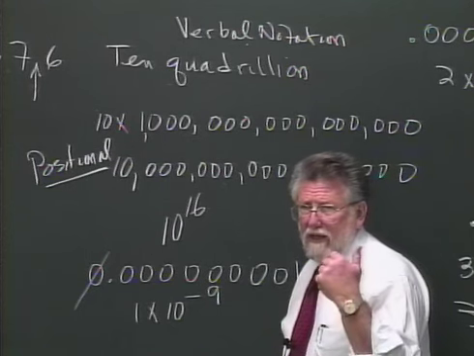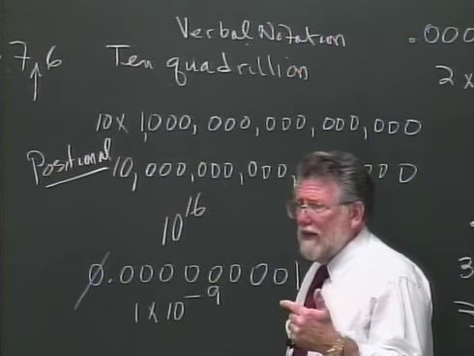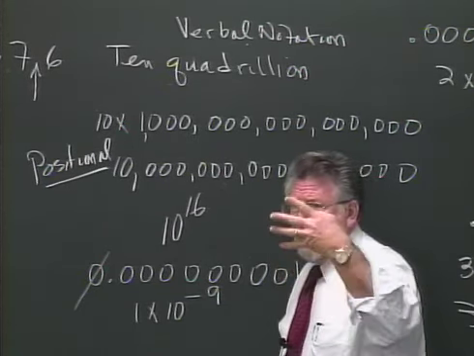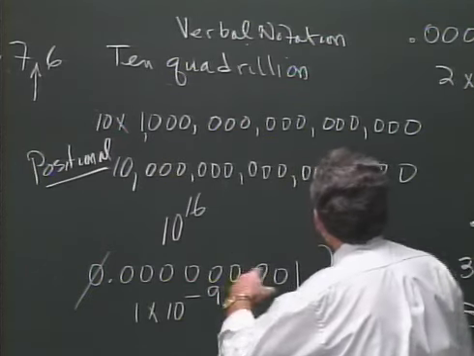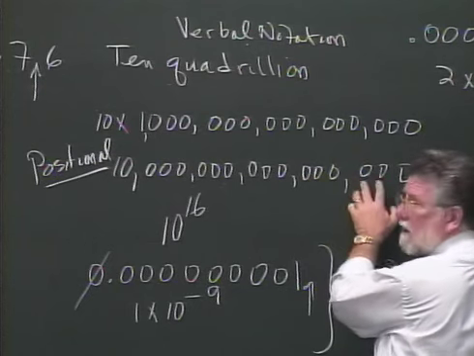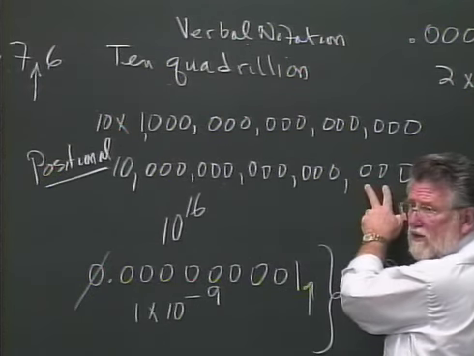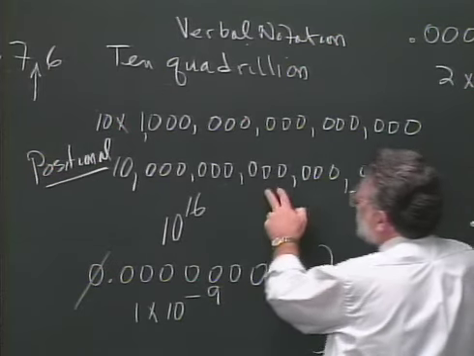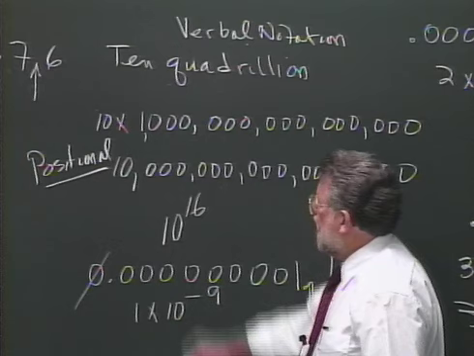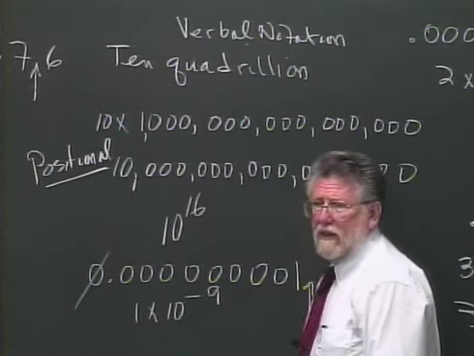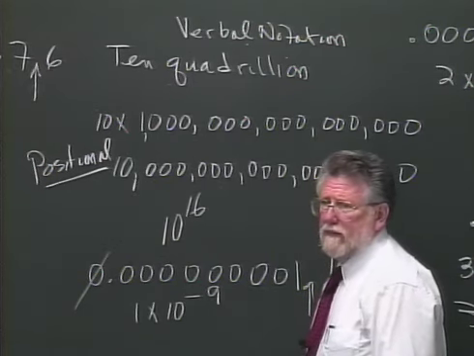So if it's 10 quadrillion, that means you have an M with 4 bars. So the M itself is what? 1,000, so that's your first 3 zeros. Now the 4 bars says 1, 2, 3, 4 more groups of 3 zeros, and you had 10 of those. Hence, 10 to the 16th.